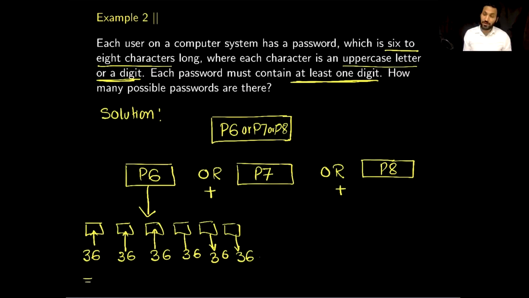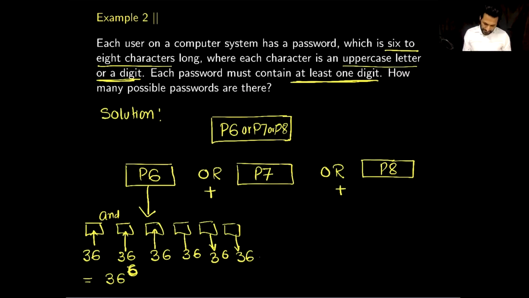Since I have to fill all 6 positions, there is a conjunction "and" between all these tasks in order to generate a password of 6 characters. So there are 36 to the power 6 ways. This many ways we can generate a password which is 6 characters long.